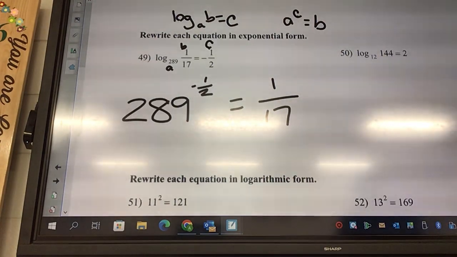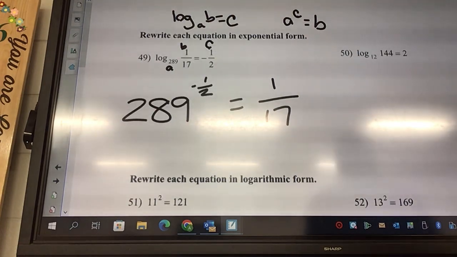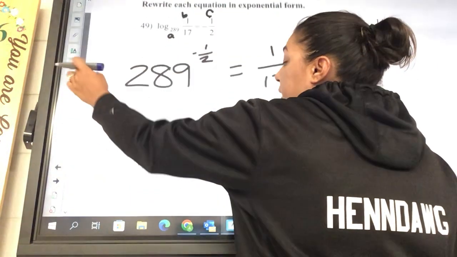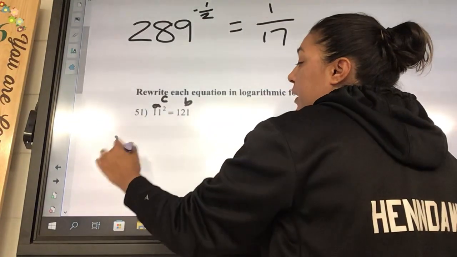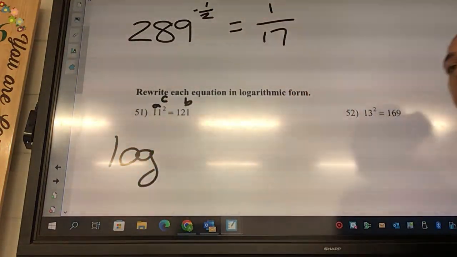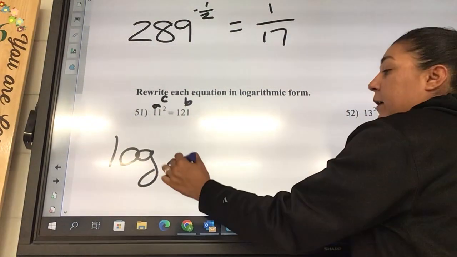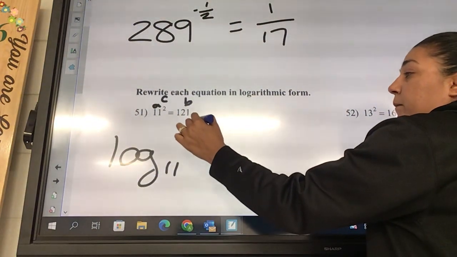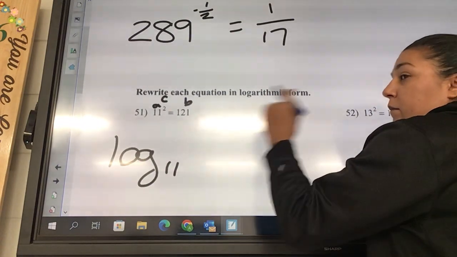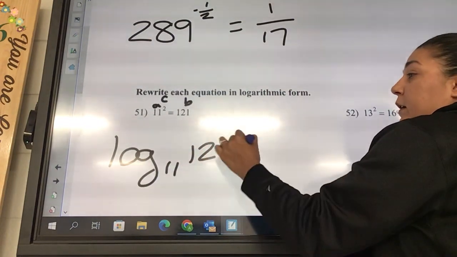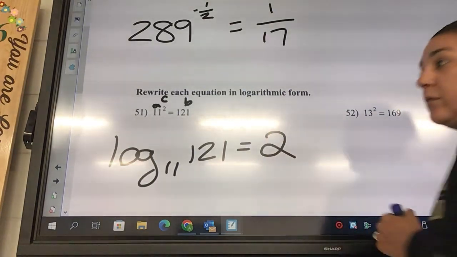I know that looks funny because it's fractions, but this one we're rewriting in log form. So this is A, C, and B. So it's going to be log of what? 11, then what? 121 equals 2.